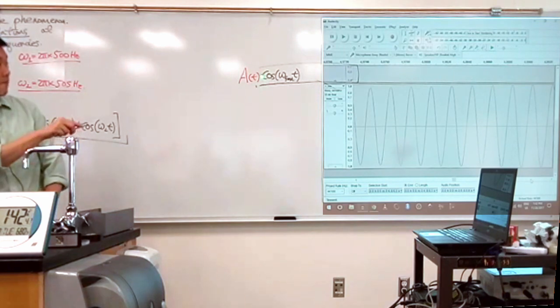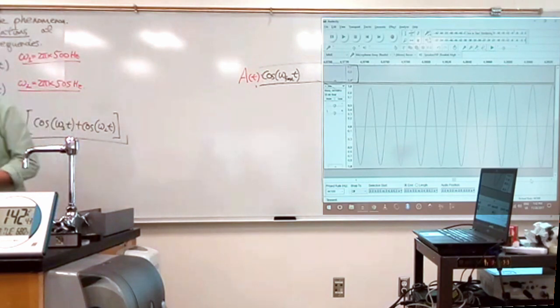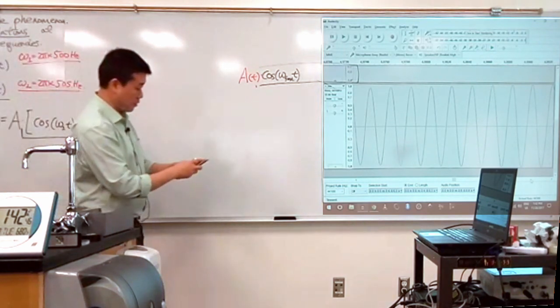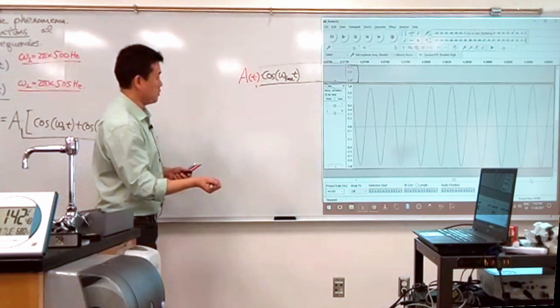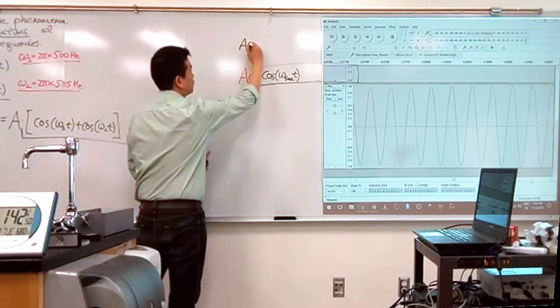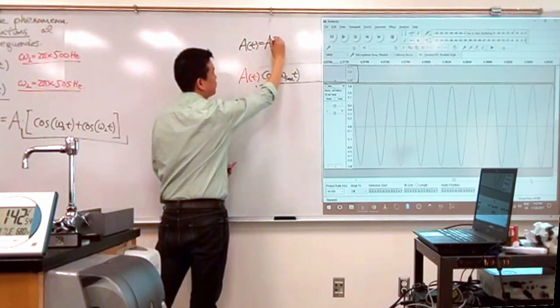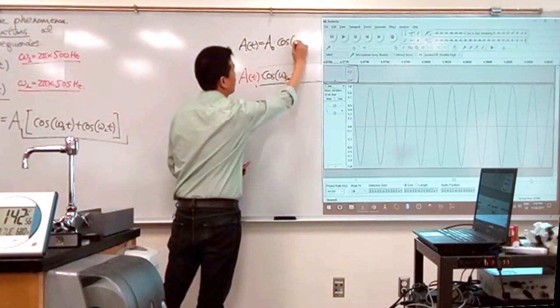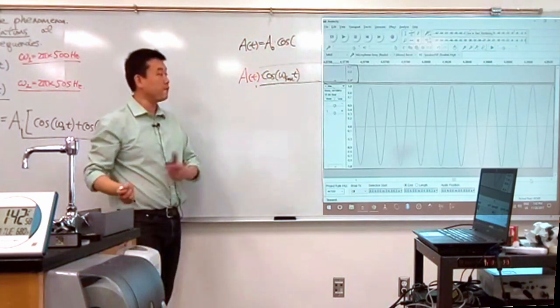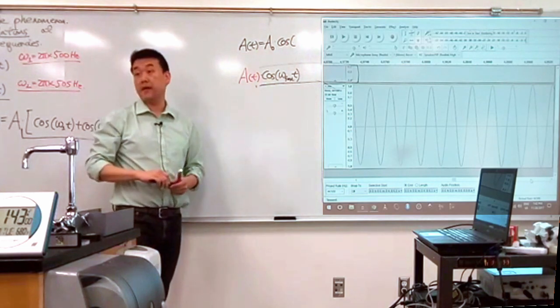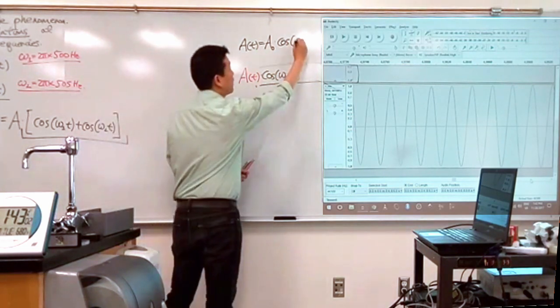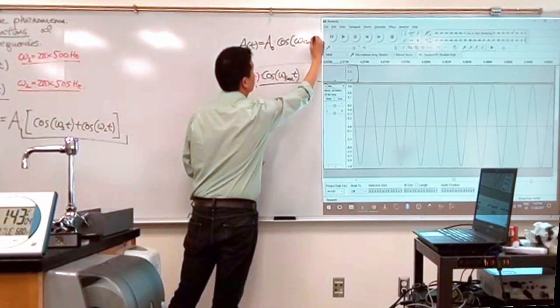Okay. So that's describing how this amplitude is changing as a function of time. So amplitude as a function of time is some fixed amplitude times cosine of however slow that amplitude was changing. That's why I called it omega slow t.